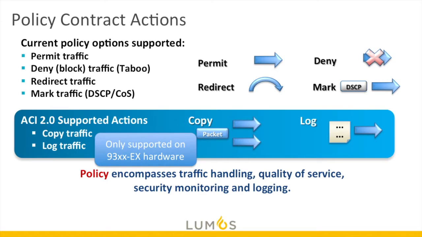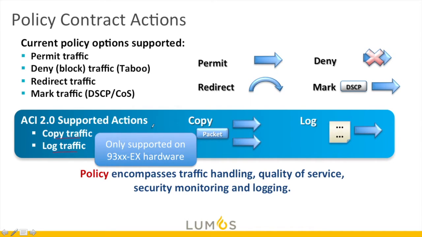Policy contract actions. Currently, the policy options that are supported is that we can allow traffic, permit traffic. That's part of the whitelist networking in ACI: by default, we're going to block all inter-EPG traffic. So from one EPG to the other, we're going to block all traffic. If we're doing a taboo contract, we can deny traffic. We can redirect traffic, such as to an L4 through L7 service, such as a load balancer or firewall. We can mark traffic, set DSCP labels, CoS labels, etc.